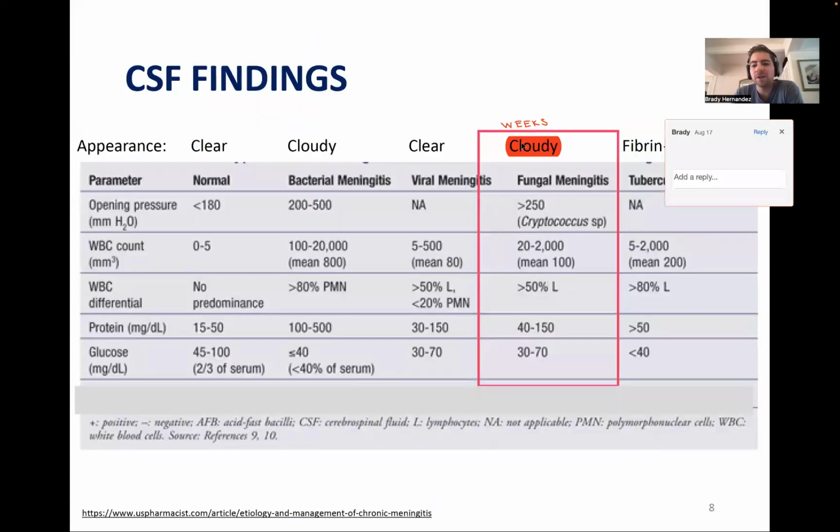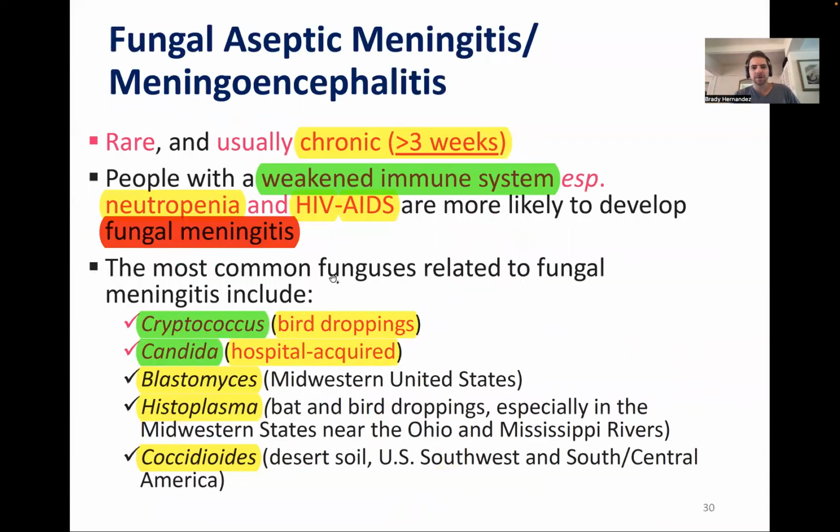Now, when we talk about these fungal infections, it will be cloudy. You'll get a small decrease in glucose. It shouldn't be as much, but the difference from bacterial infections is you have more lymphocytes versus those neutrophils. All right, and again, fungal infections, typically you're going to see in your HIV/AIDS or your immunocompromised patients.